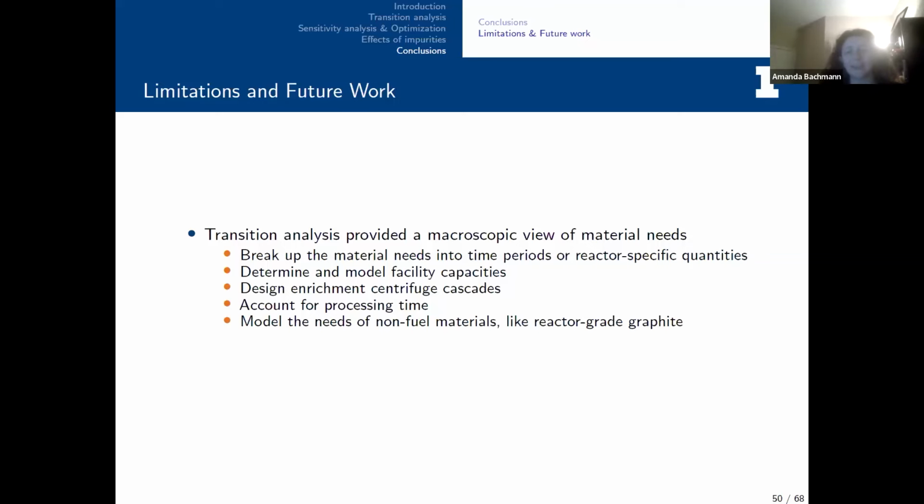And then also looking at things like non-fuel materials like reactor grade graphite. The XC100 and the MMR being TRISO fuels, they have a lot of graphite in them. And so considering that supply chain as well.